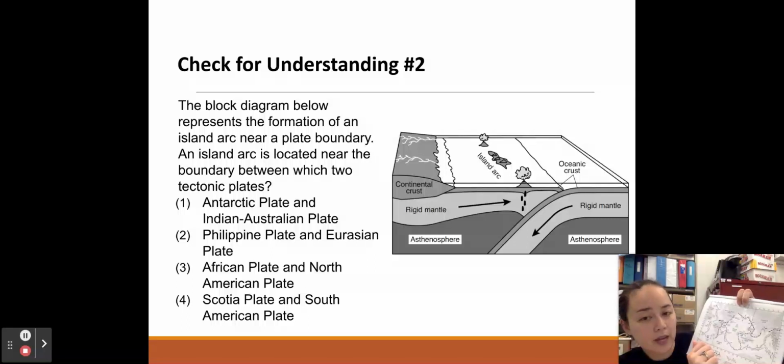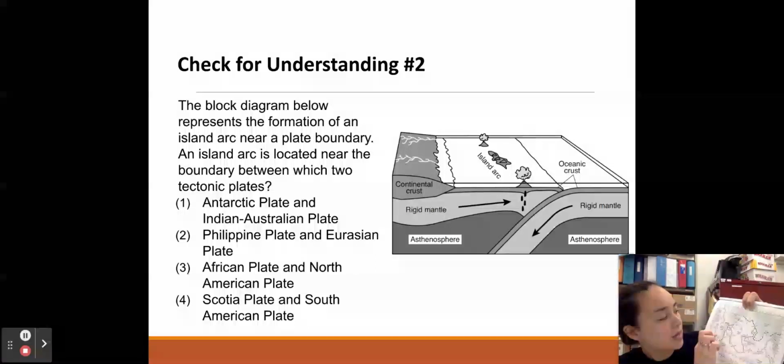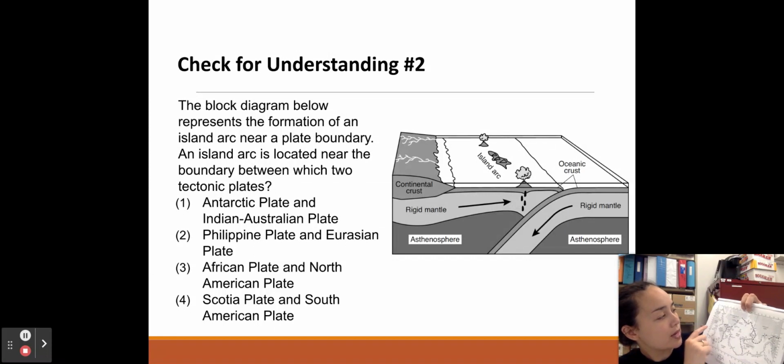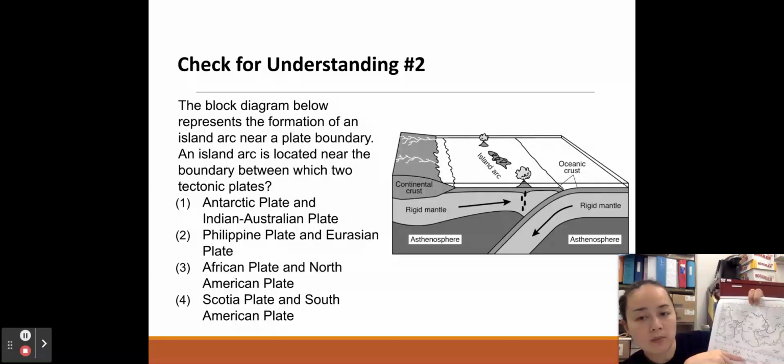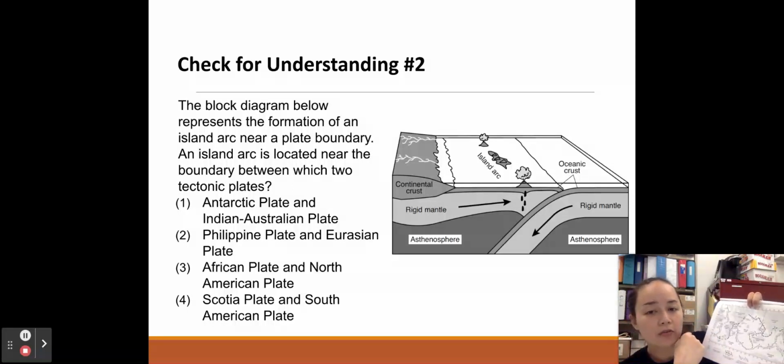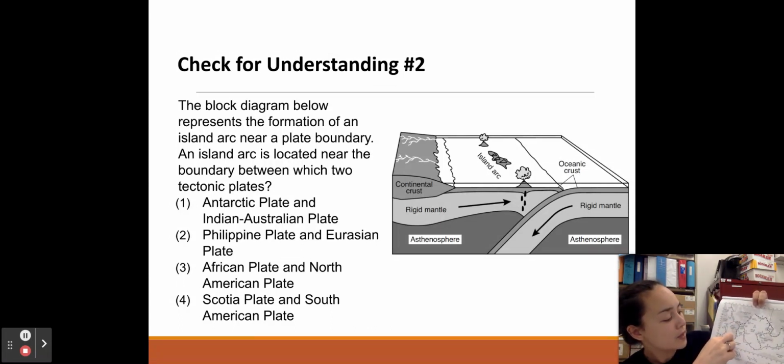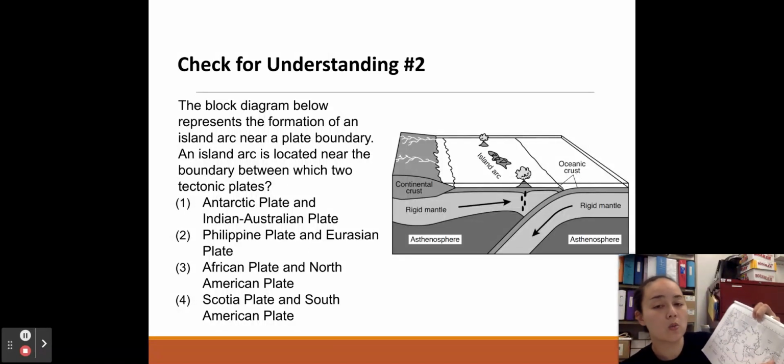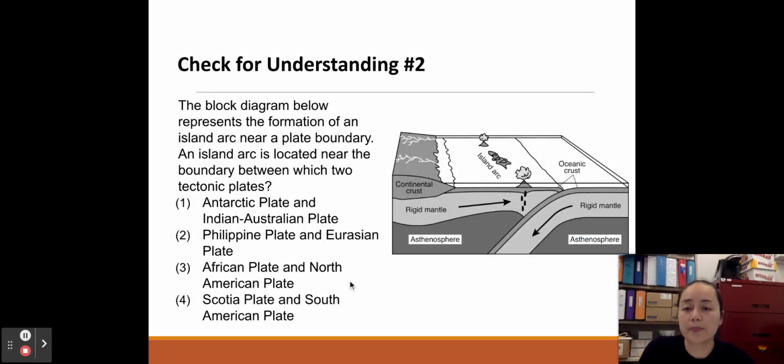For number 3, the African plate and the North American plate. The African plate is over here, and the North American plate is here. They sort of meet here in the middle at the mid-Atlantic ridge. They actually are moving apart. And you can see that that's a divergent plate boundary, so it's not number 3. And for number 4, Scotia plate and South American plate. So if we look at the South American plate, which is down here, and the Scotia plate, which is at the very bottom, they're actually moving past each other. So that's a transform boundary, so it's not going to be that one. So the correct answer is 2, because that's the only one that has a convergent plate boundary.